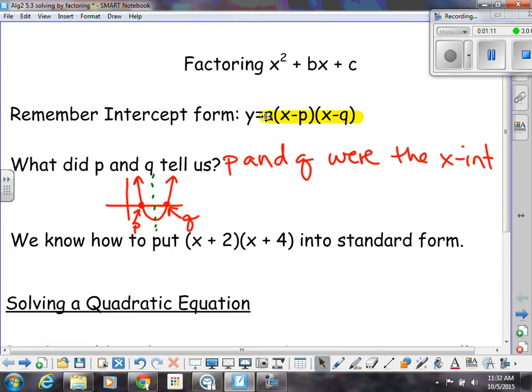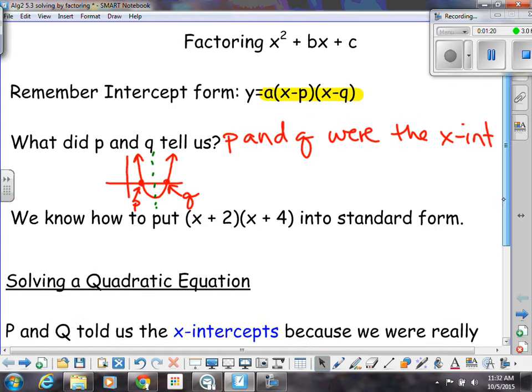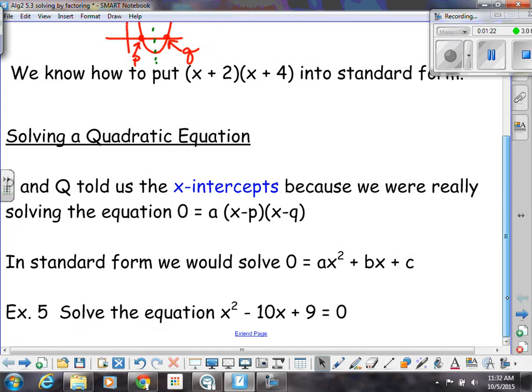So remember on our last quiz, we did a lot of solving and we did either square root on both sides or we did quadratic formula. So now we're going to solve using factoring, and we're using this idea of the intercept form. Okay, and so here's the deal. The p and q told us the x-intercepts because what we were really doing was solving this equation. We were solving this is equal to 0.